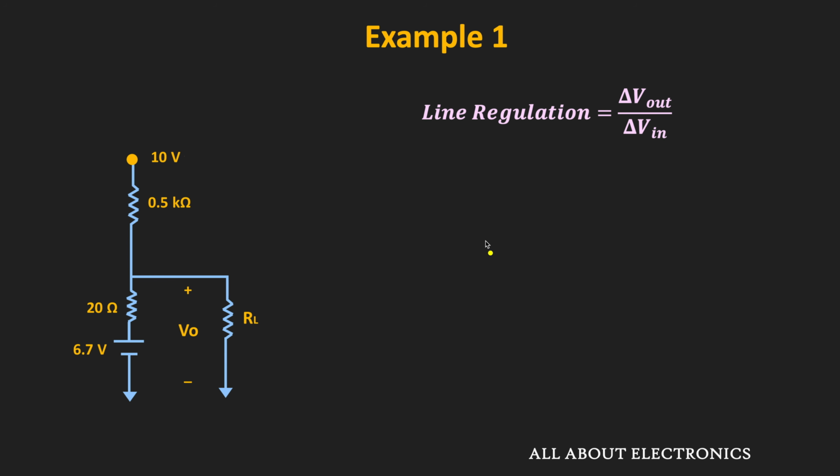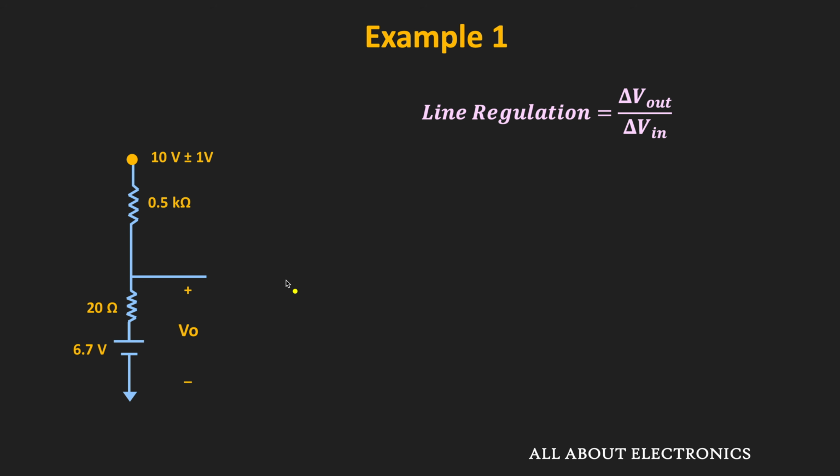So here, the line regulation can be given as the change in the output voltage to the change in the input voltage. So here, the supply voltage or the input voltage is changing by plus minus 1 volt. So due to that, let us find the change in the output voltage. So here, we will find this line regulation at the no load.